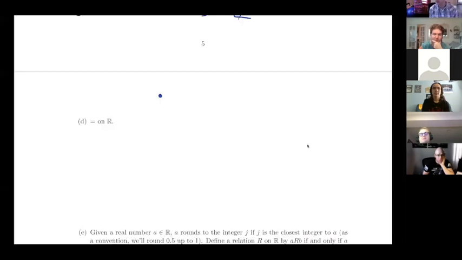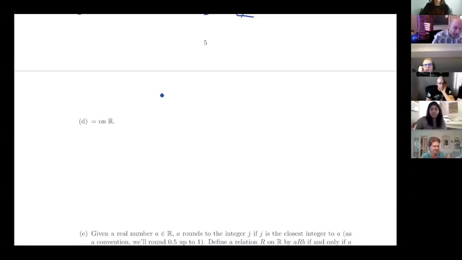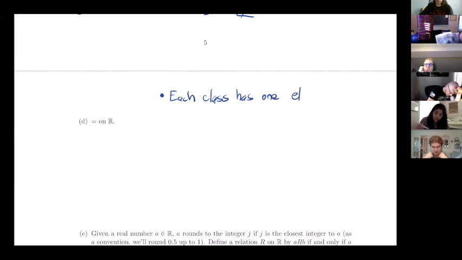That's what I drew. Okay, so some observations that came up were, since each element is only related to itself, each class has one element, itself. And so since we have an infinite number of real numbers, we're going to get an infinite number of equivalence classes.